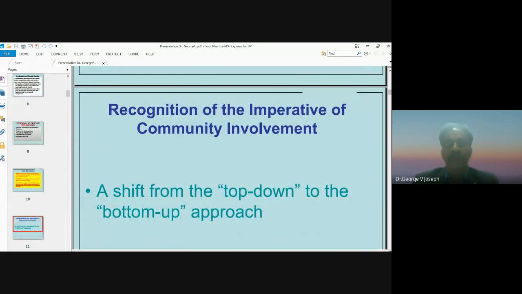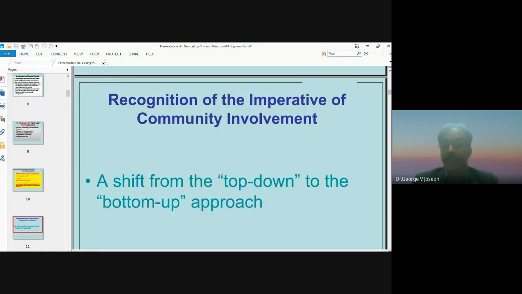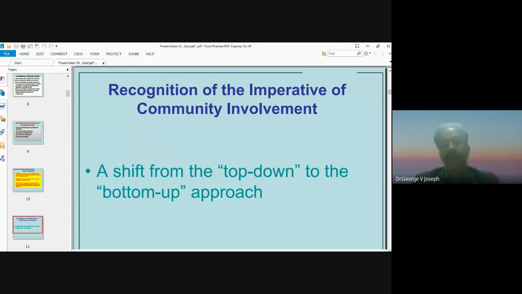So why should we recognize the imperative of community involvement? Many times, many of the developmental activities we do from the government headquarters without taking into consideration the people's needs and without involving them. Many of these top down approaches have failed. When you don't consider the people's requirements, needs, and their involvement, these programs and projects are likely to fail.